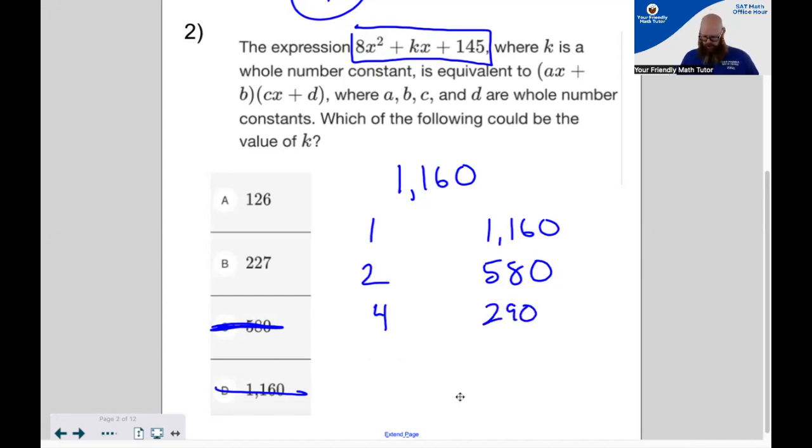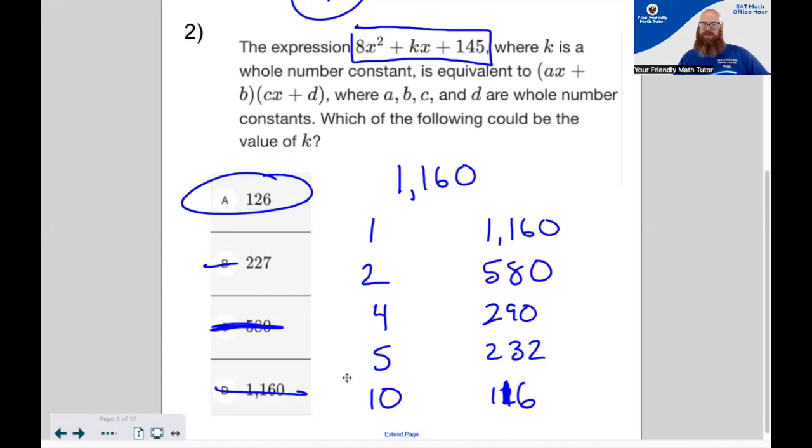5 will work. 1160 divided by 5 is 232. Well, now look at this. If it's 5 and 232, they both would be positive, so the K would be 237. 227 doesn't really look like it's going to work. You could keep checking, but eventually you are going to realize that 10 and 116, my bad, 10 and 116 are going to add to 126. So we eliminate this as well.